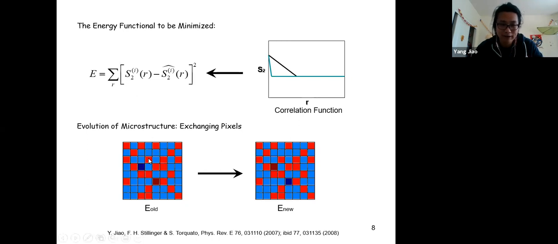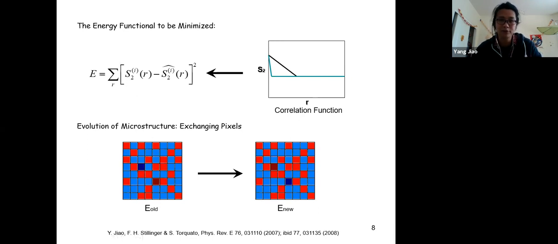So here, okay, we have a random microstructure. We call it the old microstructure, but you can do some perturbation of this random microstructure. In this case, we randomly select a set of blue pixels and red pixels, and we switch their position. So we generate a new microstructure. Each microstructure generated is going to be associated with an energy, right?